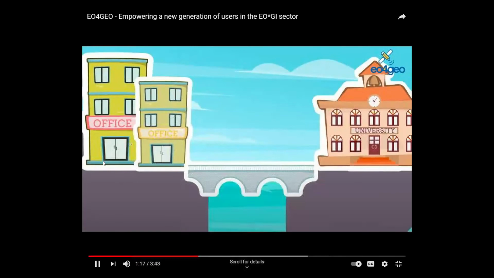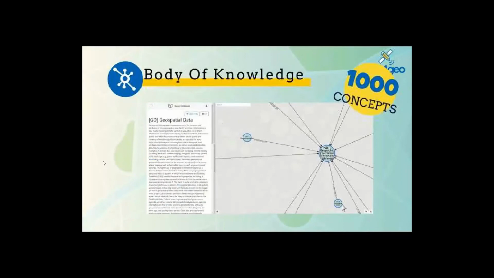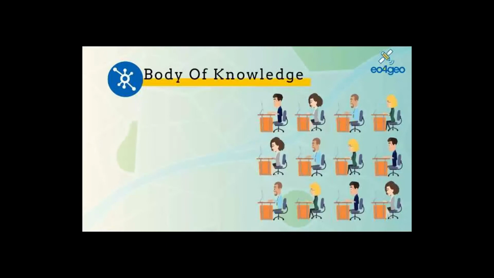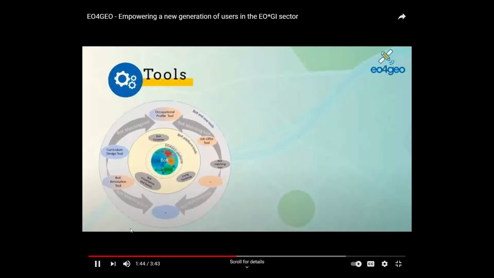The EO4GEO body of knowledge for the Earth observation and geographic information sector is an easy to consult inventory of around 1,000 concepts from the EO4GEO domain. The concepts have been identified and elaborated by a network of more than 200 experts from academia, private businesses, and public organizations. EO4GEO is also developing an ecosystem of software tools connected to the body of knowledge and based on the concepts described therein.